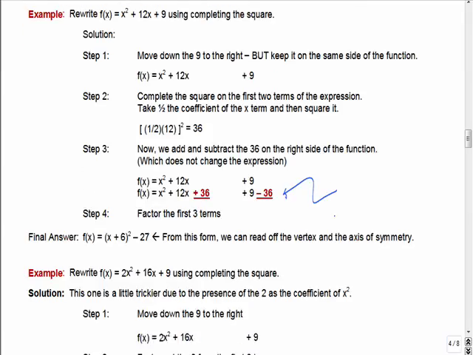What will happen is the 9 and the minus 36 will combine to give us minus 27. And these first three terms we factor. If we factor those, that gives us x plus 6 squared and then minus 27. And like we did before, from this form we can read off the vertex and the axis of symmetry.